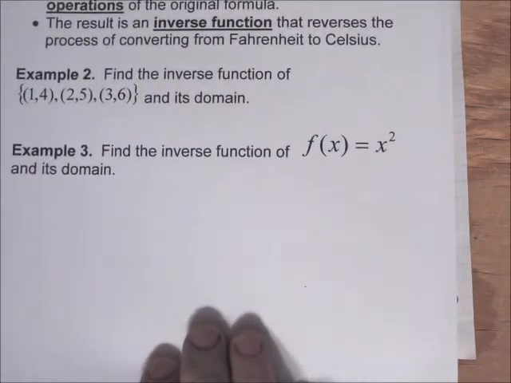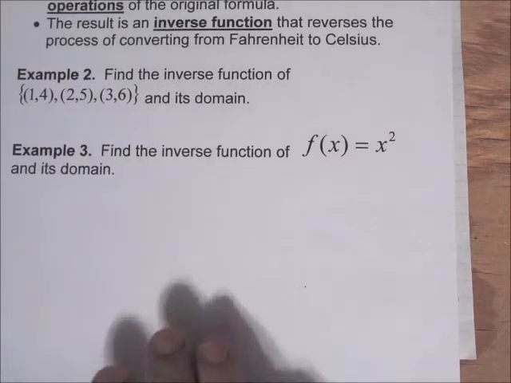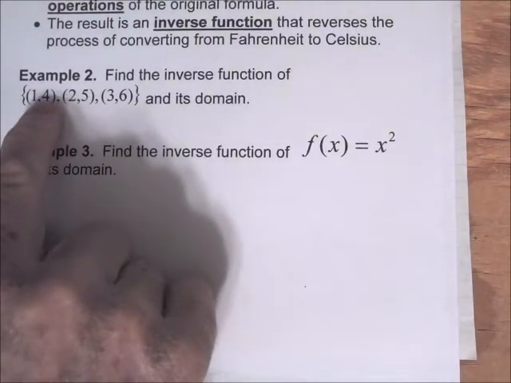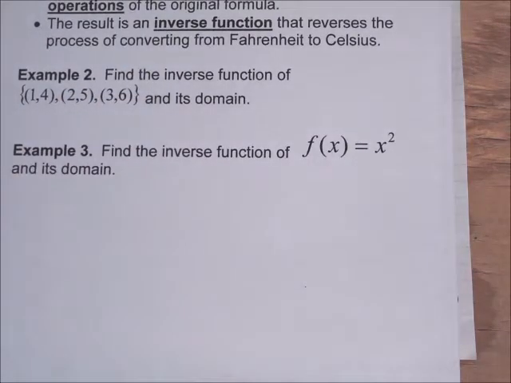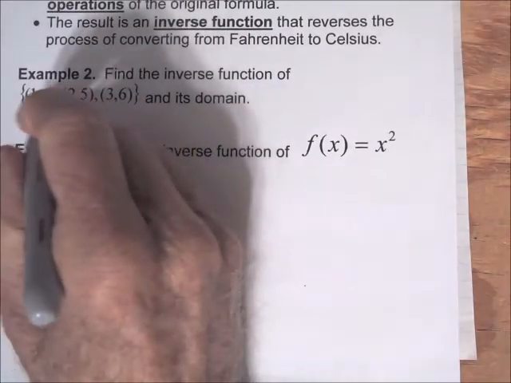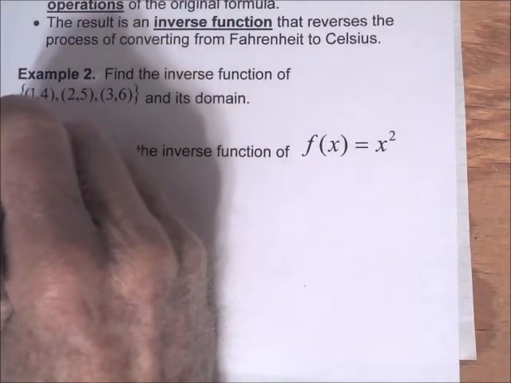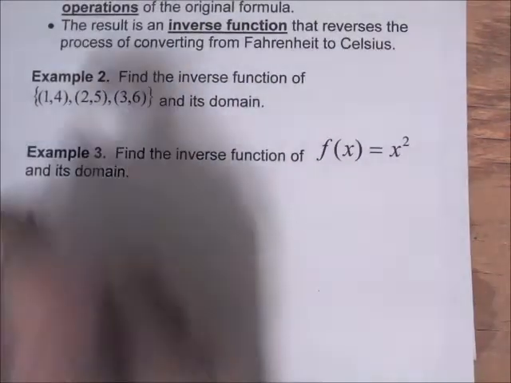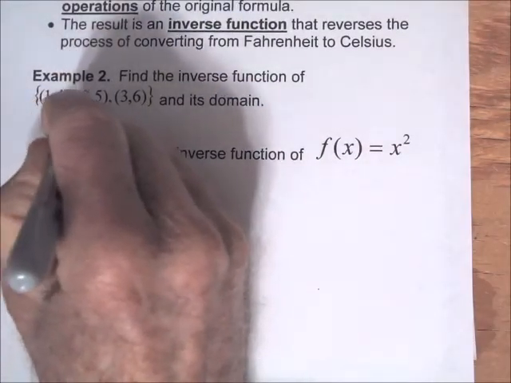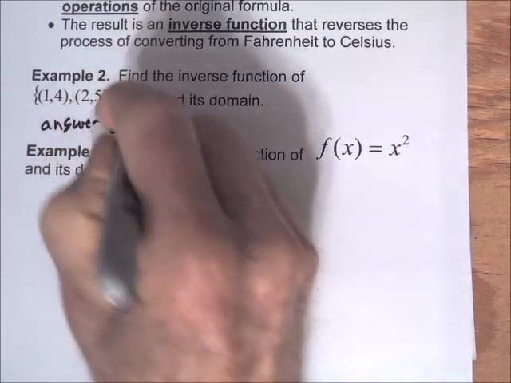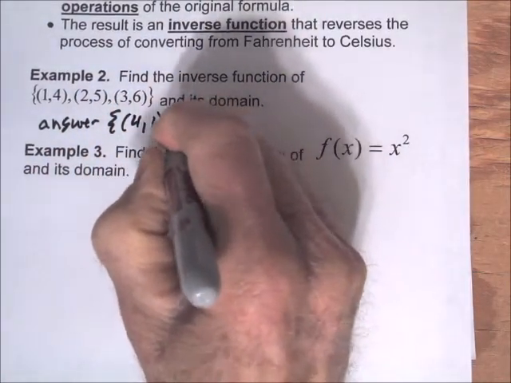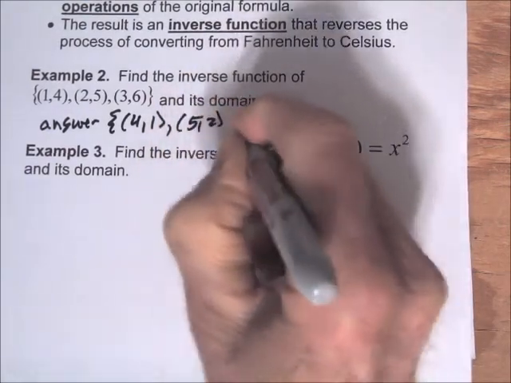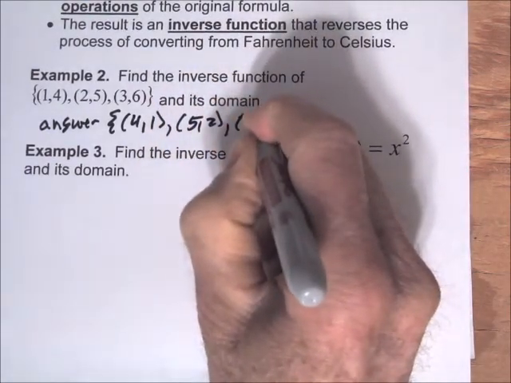Okay, so another example, the inverse function of (1, 4), (2, 5), (3, 6). We're just reversing the inputs and outputs. So the answer is going to be, instead of (1, 4), we're going to have (4, 1). Instead of (2, 5), we'll have (5, 2). And instead of (3, 6), we have (6, 3).